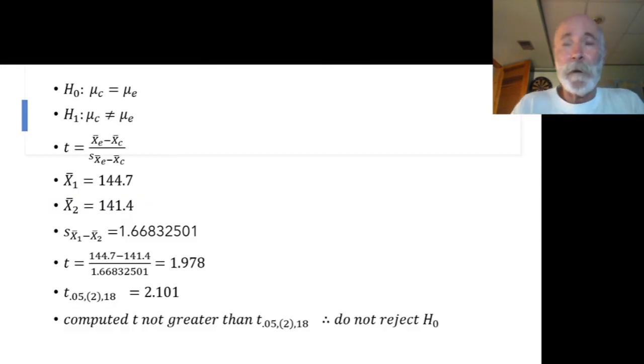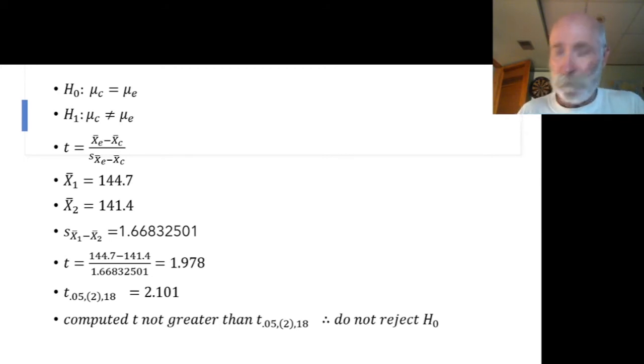And here then our hypotheses and our test statistic, and we compute x bar sub 1, and that's 144.7. X bar sub 2 is 141.4, and then the standard deviation of the difference between the means is 1.6. Our tabled value is 2.101. And you realize right away that our computed t-value is not greater than the limit, right, if you want to think about it in terms of those confidence limits. So it's not greater than, so the limits contain our value, right? 1.978 is less than 2.101. Therefore, we're not going to reject the null hypothesis.